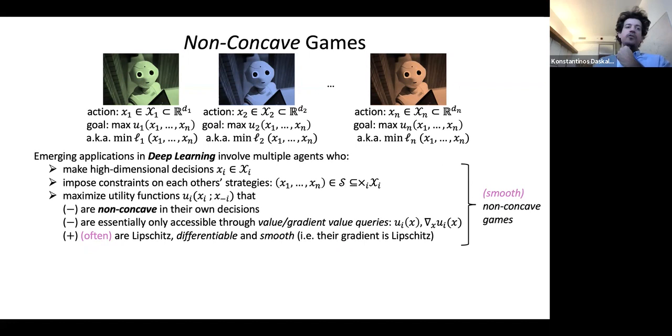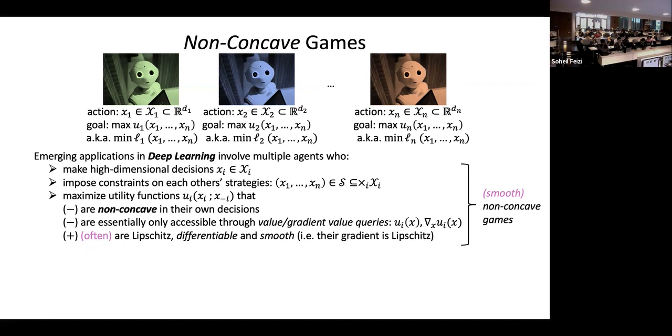Costis, can I ask a question? So I think the first two are very sensible in terms of deep learning. How should we think about Lipschitzness? Because if you are taking some of these deep models as your utility or loss functions, then the Lipschitz constants can be potentially large, right?